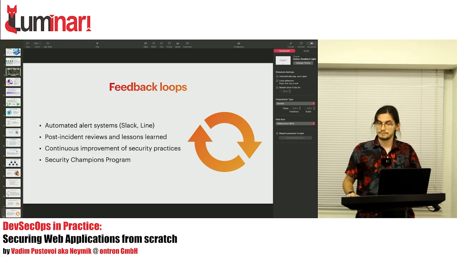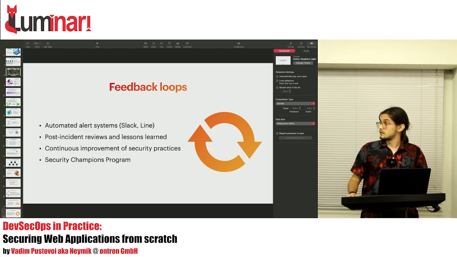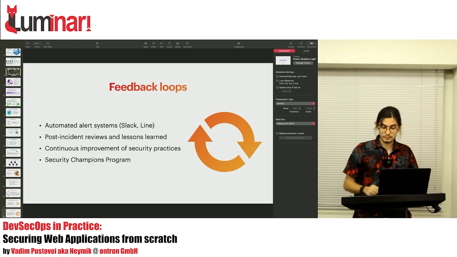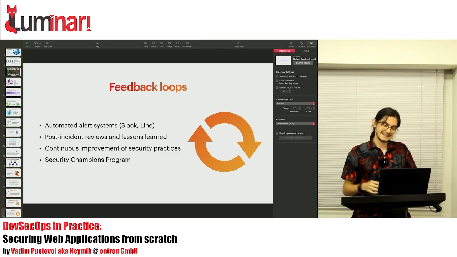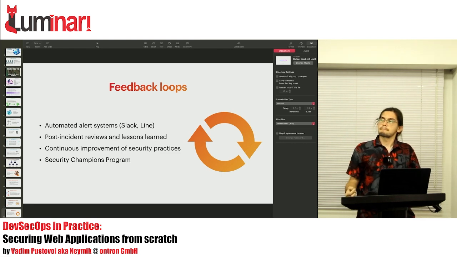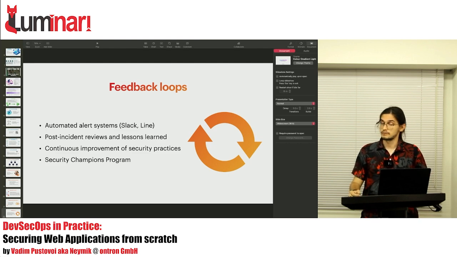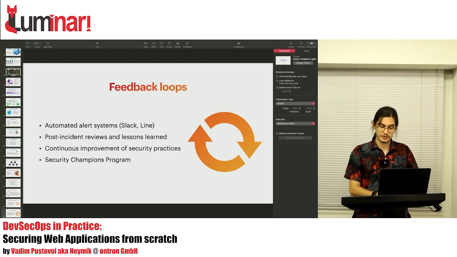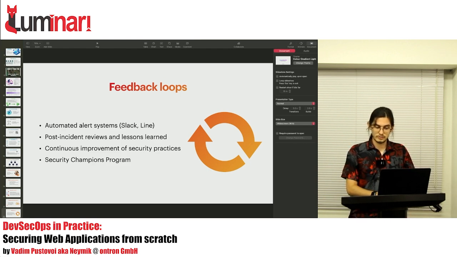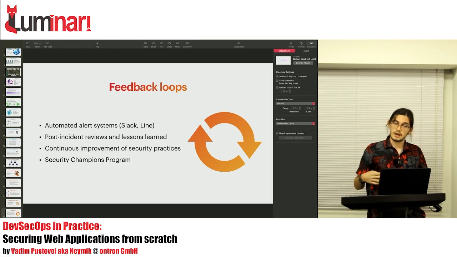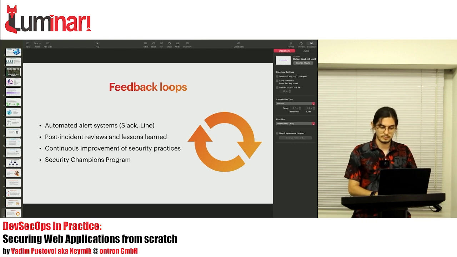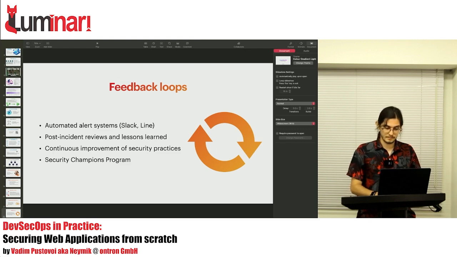Feedback loop. I can talk about feedback loops like this: if something happened, even if you have good security or not really, you should talk about that, address the issue and ask why it happened, so that it will probably never happen again.